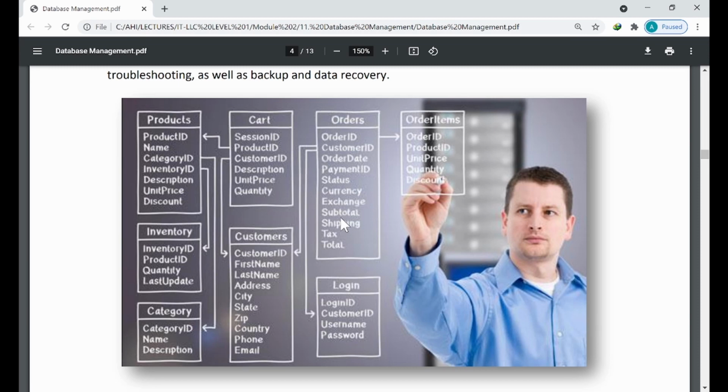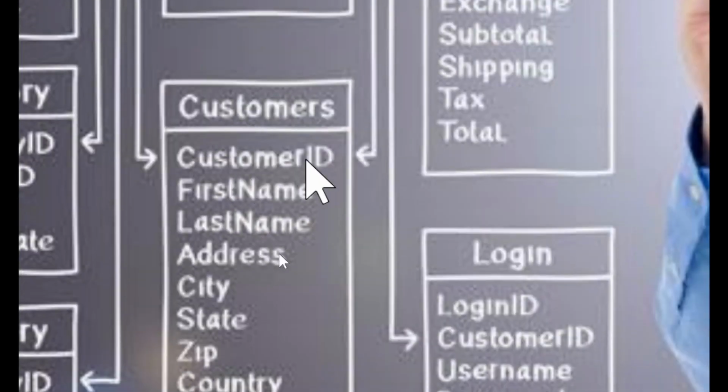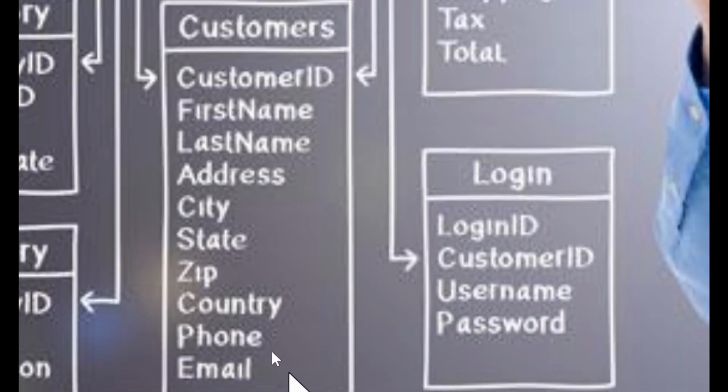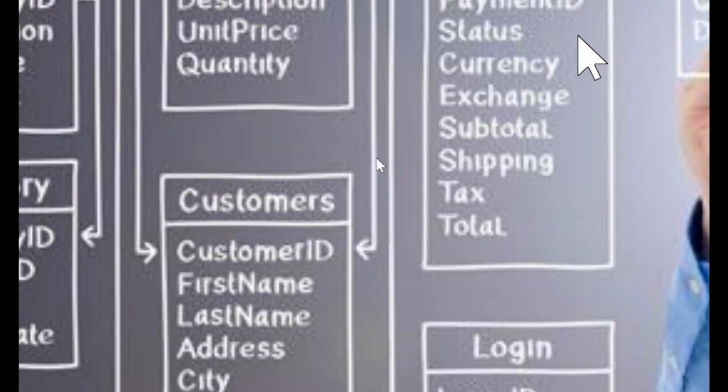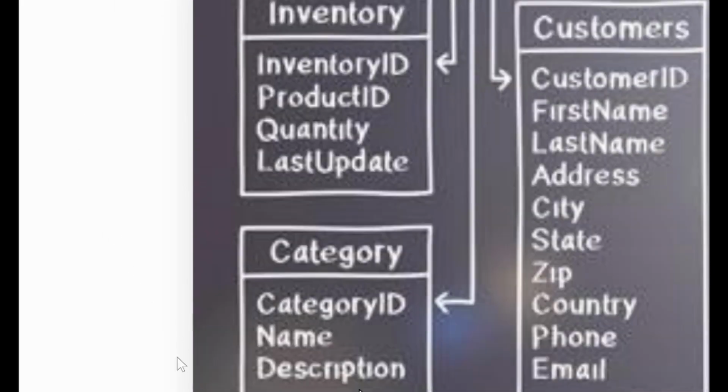Then there's another table here called carts, and these are the fields. Others, these are the fields. Let me look at the table here called customers. These are the fields. That means in the customers table, he's going to collect this information. Let's look at them well. He's going to collect what? Customer ID, first name, last name, address, city, state, zip, country, phone, email. He has a table for login. He has a table for orders. He has a table for inventory and category.